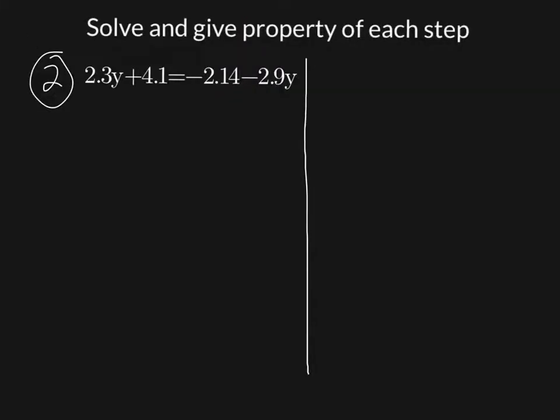Here, it's asking us to solve the equation as well as provide the property for each step. So let's go ahead and determine which side we want our variables to be located on. It's because there is a variable on both sides of the equal sign. Again, there's where they're at. And same thing like I did on the other one, I'm going to move the minus 2.9 to the left so I don't have to worry about negatives. Again, you can choose to move the 2.3 over if you want to.